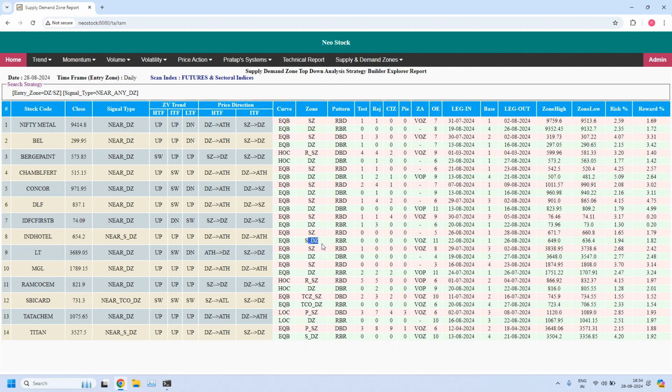We have one high liquidity demand zone, Indian Hotel. Indian Hotel is having a high liquidity demand zone. It is a fresh zone. And if you can fine tune this zone up to 5 minutes time frame, you can plan a trade.